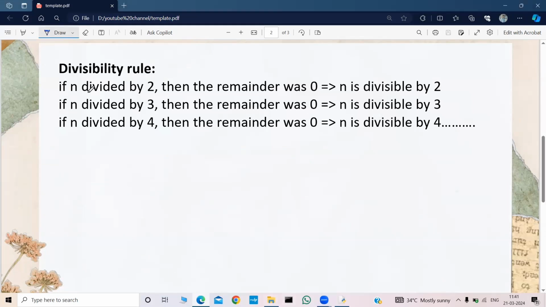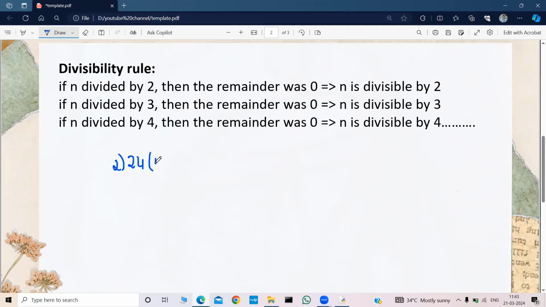Let's see this. If n is divided by 2 and the remainder is 0, then we can say that n is divisible by 2, right? And if n is divided by 3 and the remainder is 0, then n is also divisible by 3. And if n is divided by 4 and the remainder is 0, then n is divisible by 4, right? And so on and so forth. And if n is divided by 5 and the remainder is 0, then n is divisible by 5 also.